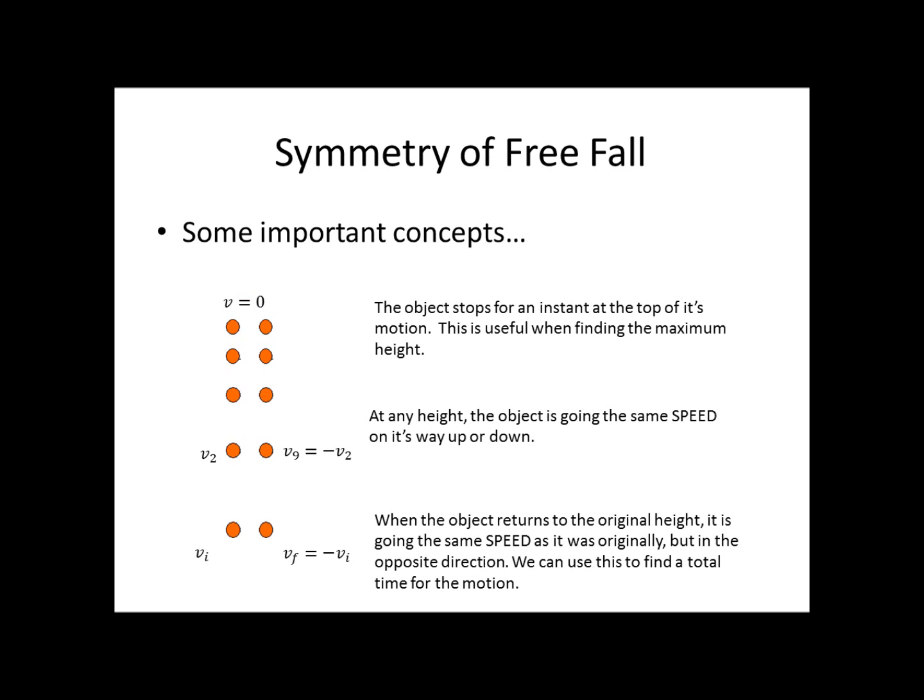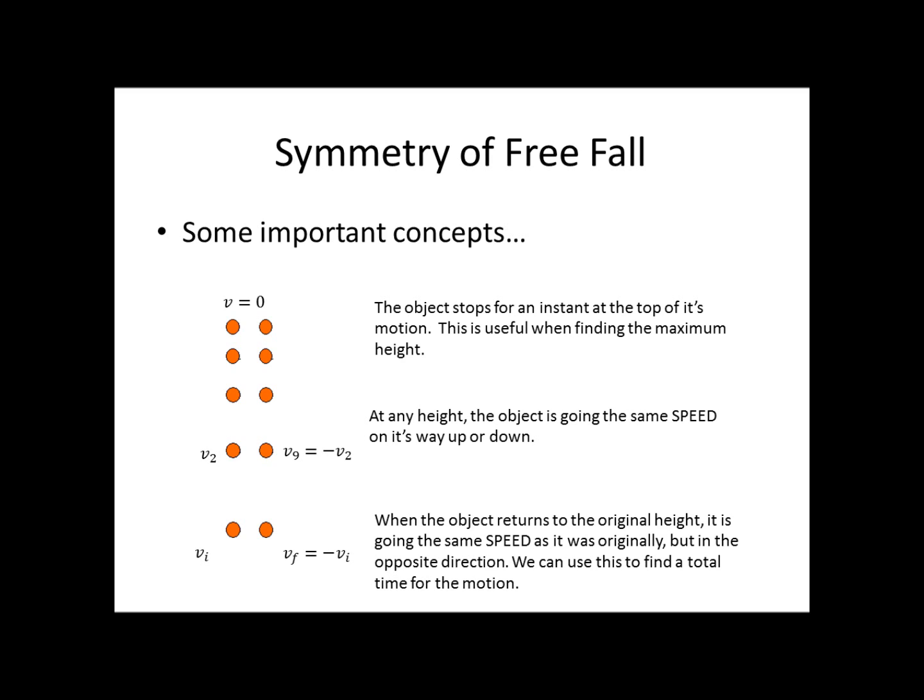Okay, so here are some very, very important concepts that you need to get about free fall, really specifically about this up and down motion. The object stops just for an instant at the top of its motion. This is useful when we want to find the maximum height. We can set that velocity as our ending velocity, our v final, or we can actually turn it around and make that our v initial if we want to. Whatever is more convenient in our equations.